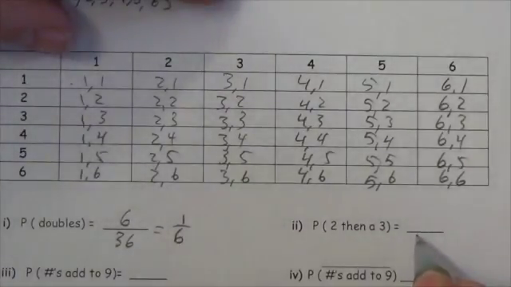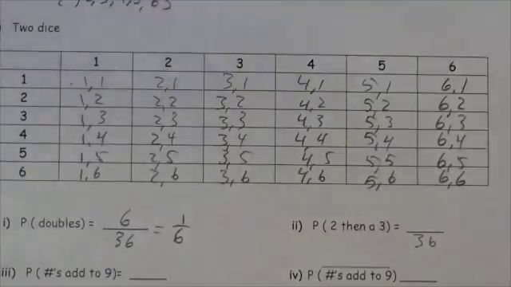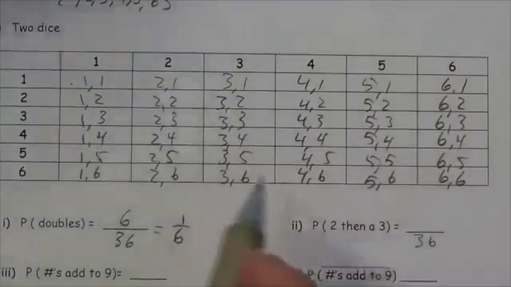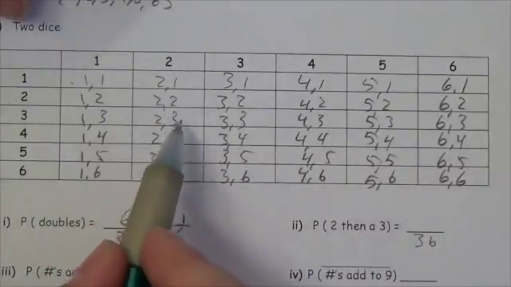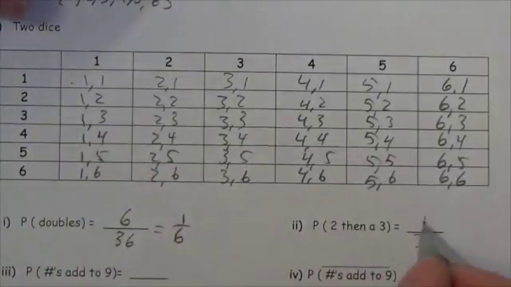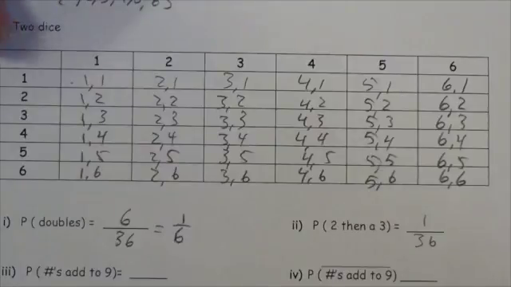There are still 36 ways that we can roll the 2 dice here to get a 2 and then a 3, 2 and then a 3. Well, that's just this one outcome out of 36.